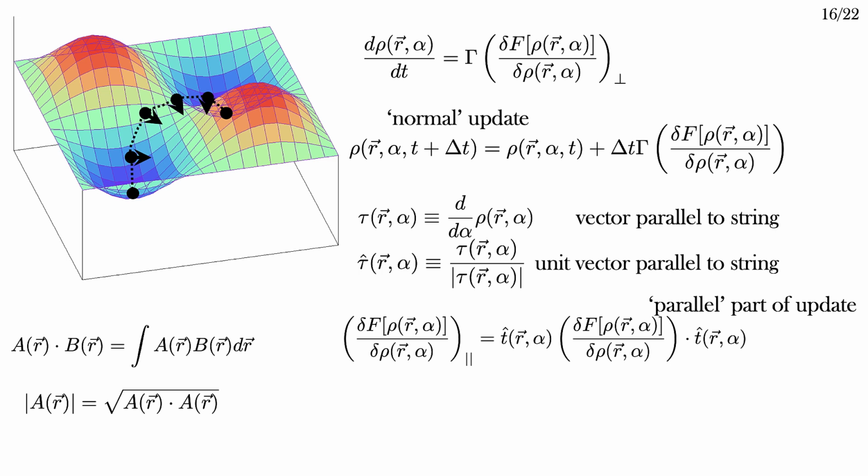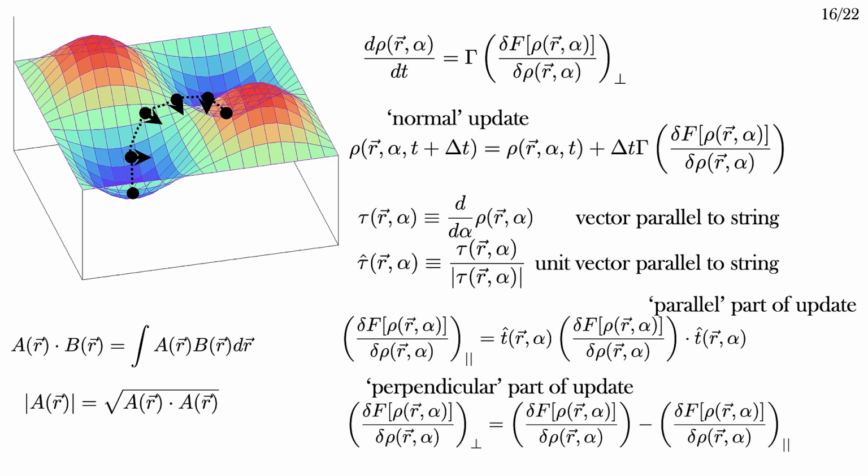This is the part of the update that points parallel to the string. Now just subtract off this parallel part from the update to get the perpendicular part. In practice, you probably want to combine the perpendicular update and the interpolation. The perpendicular update is cleaner, and it gives you direct access to the degree to which your string is converged.